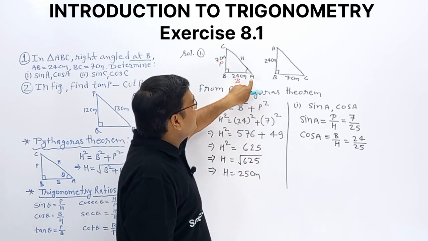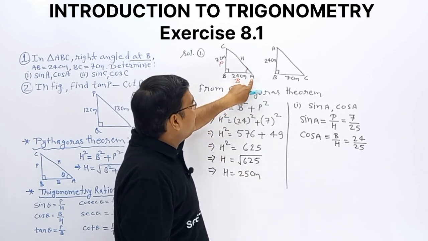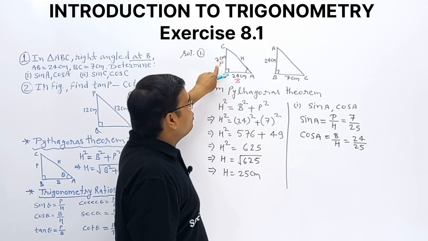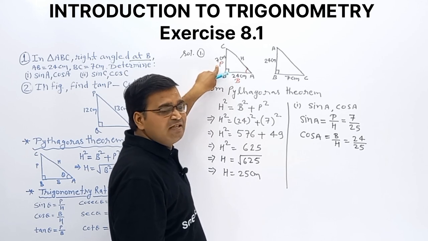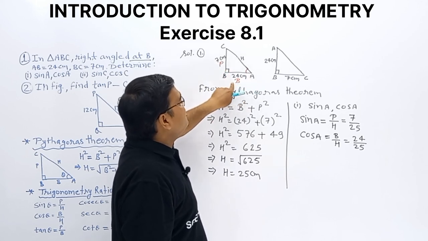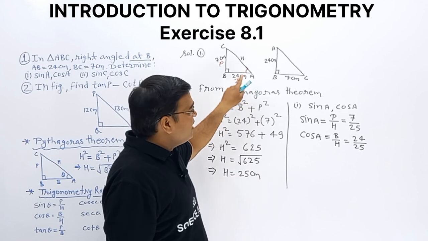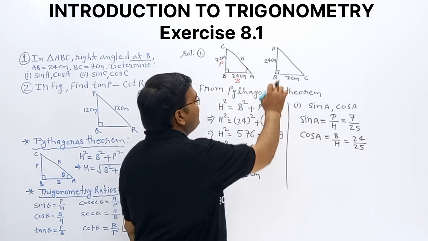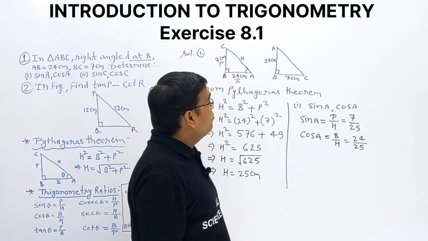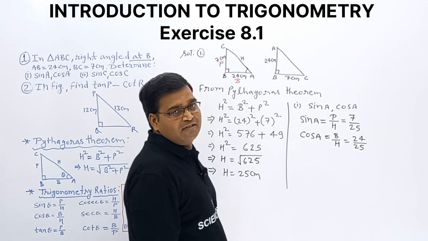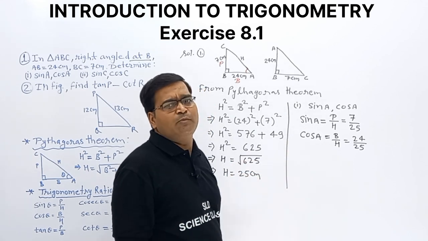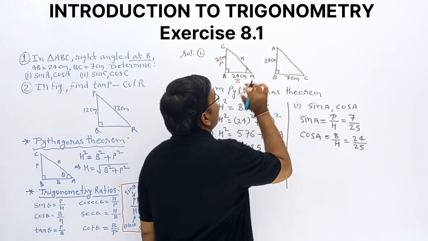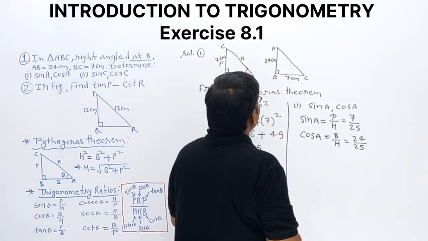So if someone puts A there, then this will be the acute angle, and its opposite side will be the perpendicular, and its adjacent side is the base. Then we get sin A and cos A like this. Now in this figure, what will be the answer? The answer will be the same. Ratios will be the same, no doubt. But the acute angle is going to change.